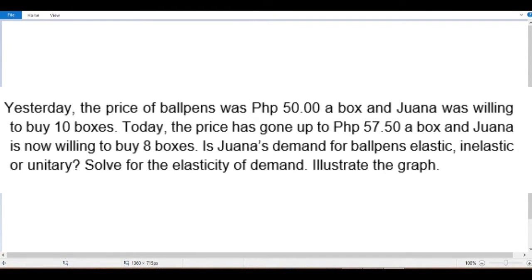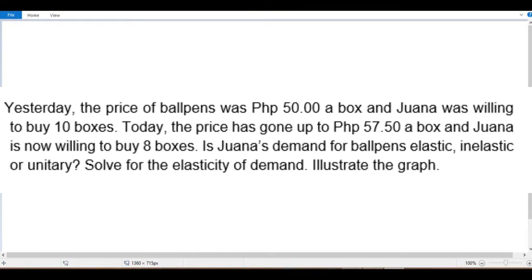Yesterday, the price of ball pens was 50 pesos a box and Juana was willing to buy 10 boxes. Today, the price has gone up to 57.50 a box and Juana is now willing to buy 8 boxes. Is Juana's demand for ball pens elastic, inelastic, or unitary? Solve for the elasticity of demand and illustrate the graph.